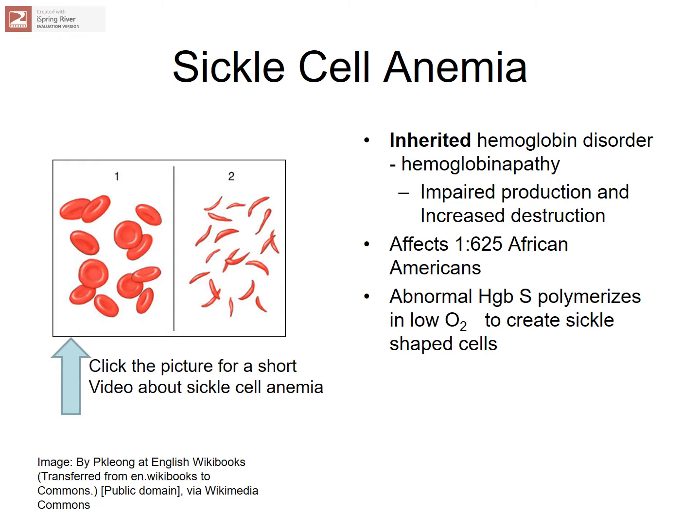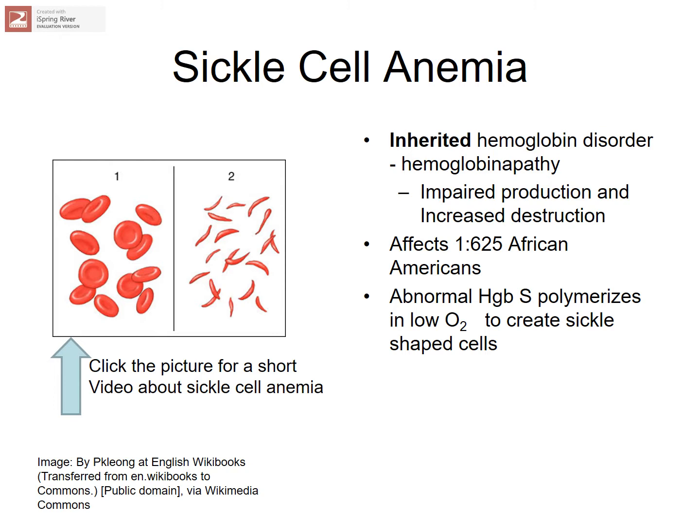Sickle cell is a specific type of anemia. Sickle cell anemia, or sickle cell disease, is an inherited hemoglobin disorder. We call this a hemoglobinopathy. What happens is there is an impaired production of red blood cells and an increased destruction because of the unusual shape that the cells take.